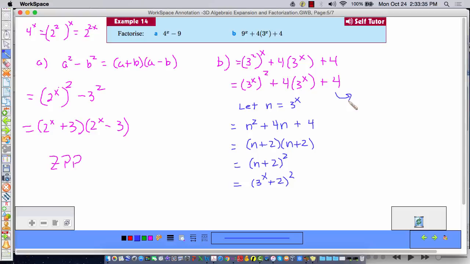Or you could go right from here and say, that's going to be 3 to the x plus 2 times 3 to the x plus 2, which is equal to 3 to the x plus 2, the quantity squared.